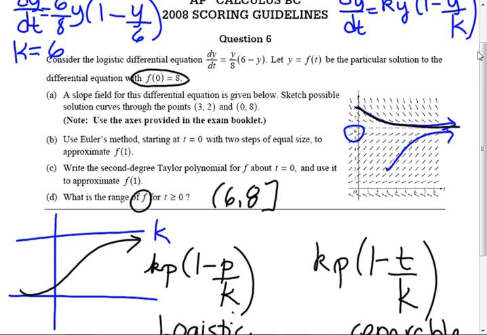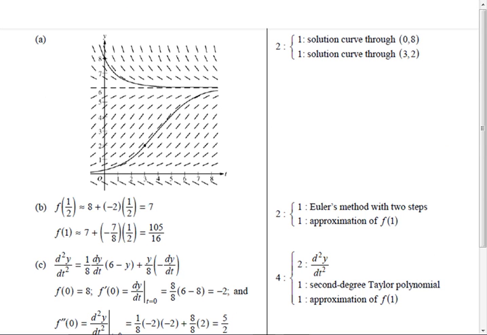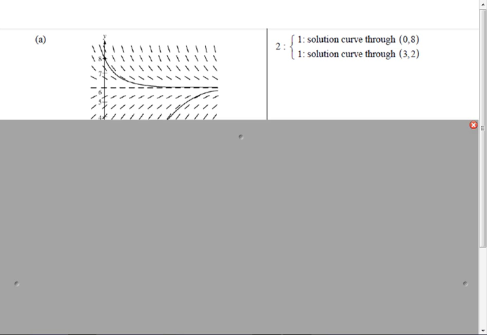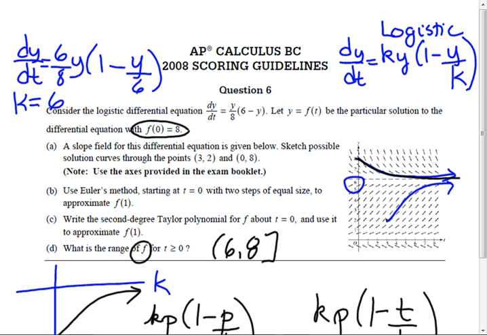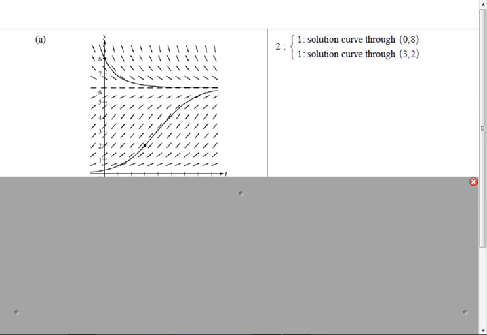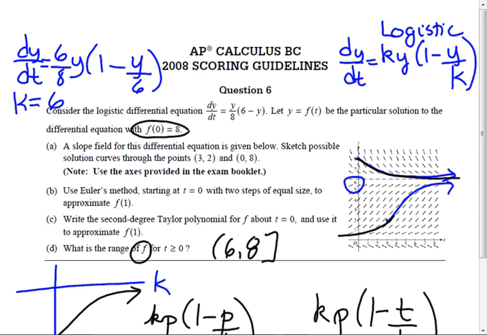Okay, so A, I think it's 2 points, one for each one of those curves. Should we look? Oh, they want me to give the whole thing. There it is. So I started here, but I need to finish it. It goes that way. And then I look at the picture. It's obviously logistic. Okay, B, use Euler's method. And that was 2 points, right? That was easy. Kind of like one of these.